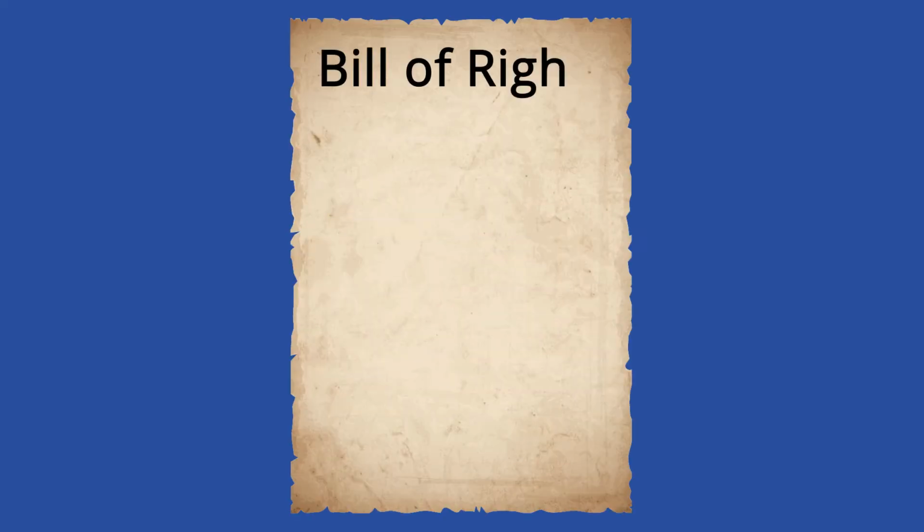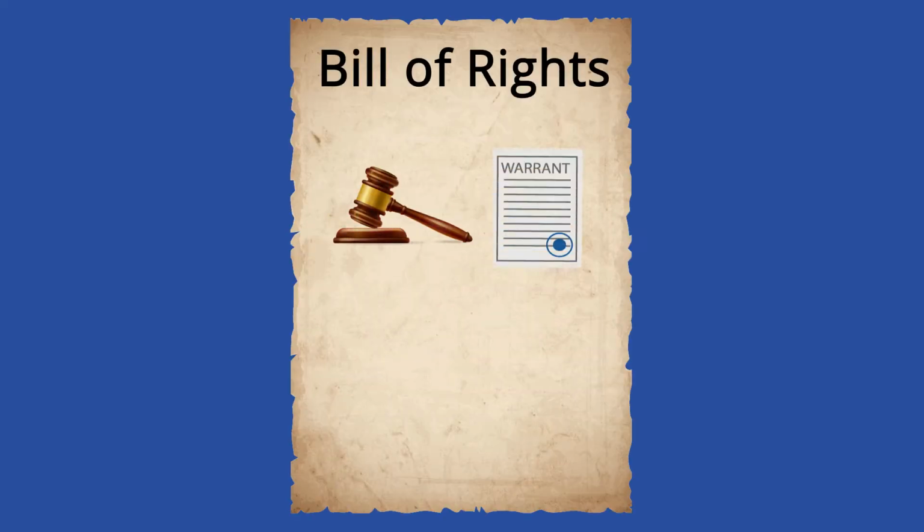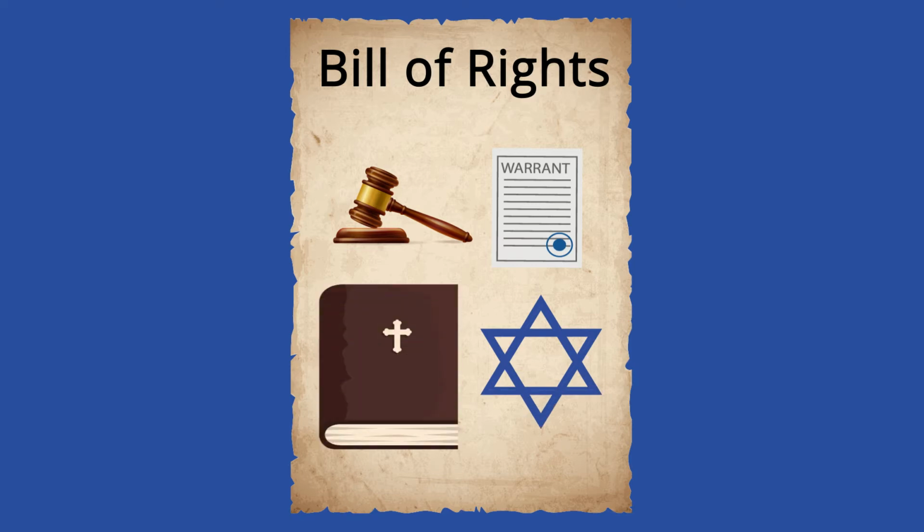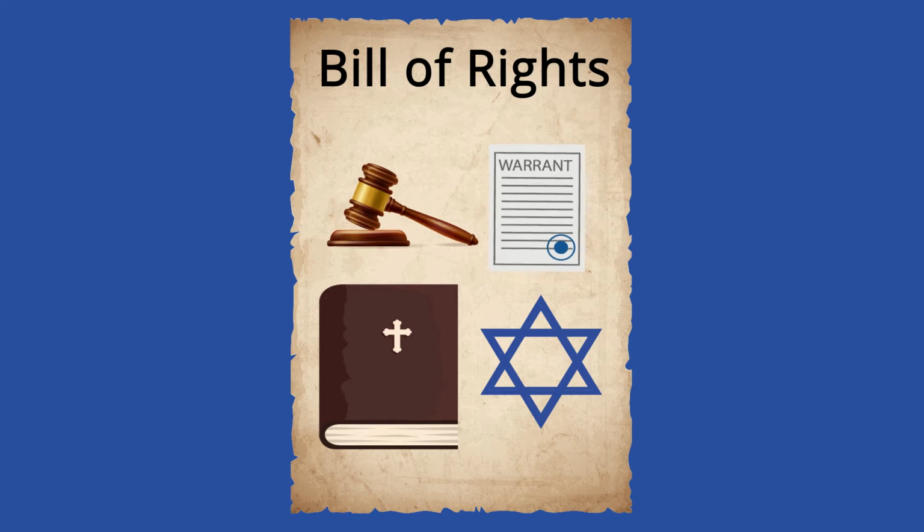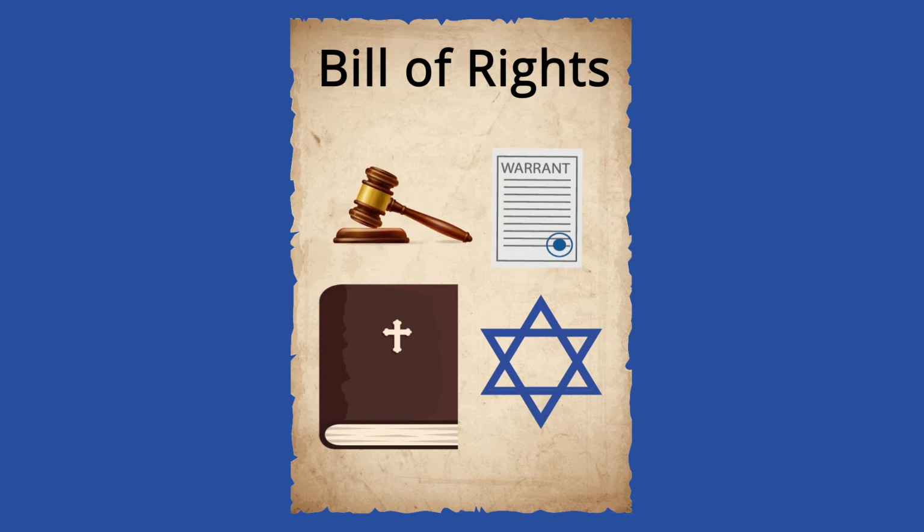The answer lay in what would become the first 10 amendments to the U.S. Constitution. Collectively, these amendments are known as the Bill of Rights. They were added so quickly to the Constitution because the people wanted the security that their government wouldn't take away their basic liberties. The Bill of Rights protects citizens' civil liberties from the federal government's infringement.